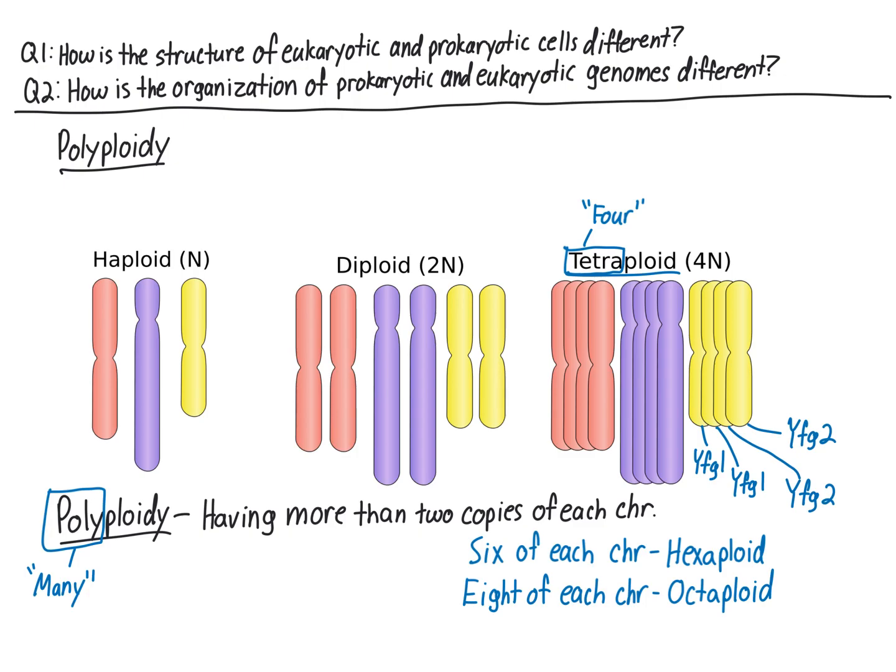Because of polyploidy and because there are haploid parts of eukaryotic life cycles, it's a bit of an overgeneralization to say that eukaryotes are diploid. It's probably more precise to say that most multicellular eukaryotes are diploid most of the time.